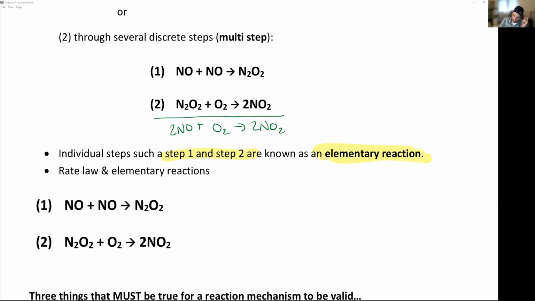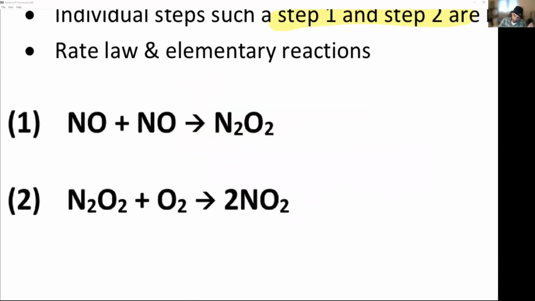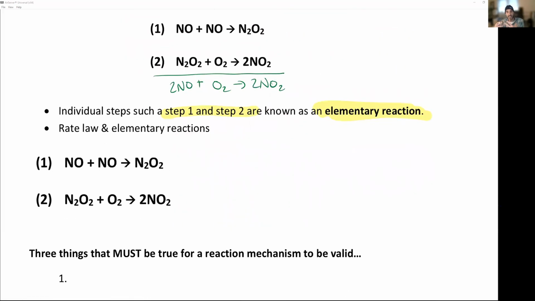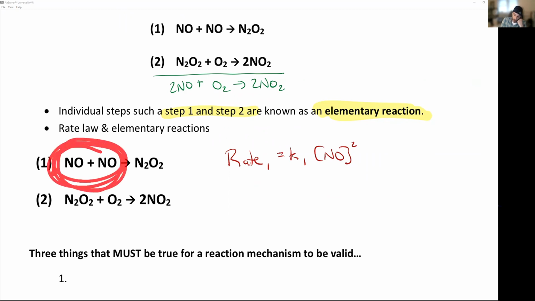When I have an elementary step, before I said we can write a rate law, but we're not going to know unless we do experimentals. But when we're dealing with mechanisms, if I have an elementary reaction, this is my elementary step, and because it's the individual step, we can actually apply a rate law to it. For my first elementary reaction, the rate of reaction 1, elementary step, is equal to K1, the rate constant of that first step, times the concentration of NO squared. It's simply the concentration of NO squared because I have 2 NOs there.